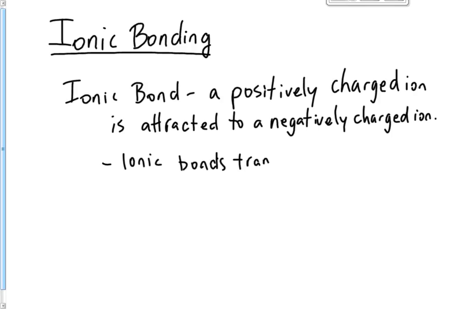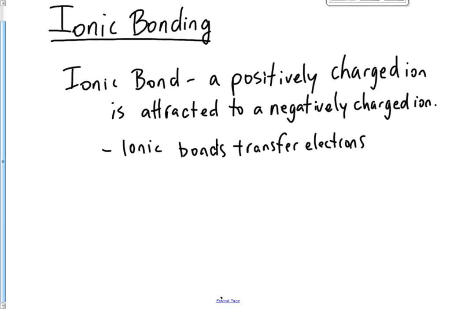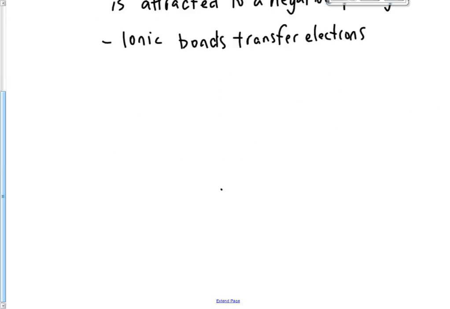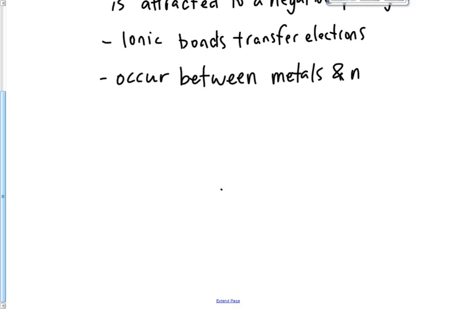transfer electrons. Okay, whereas covalent bonds share electrons. Ionic bonds actually transfer electrons from one ion to the next. All right, just a couple more small things to keep in mind. These happen between metals and nonmetals. You have a metal ion from the left side of the periodic table and a nonmetal from the right side of the periodic table.